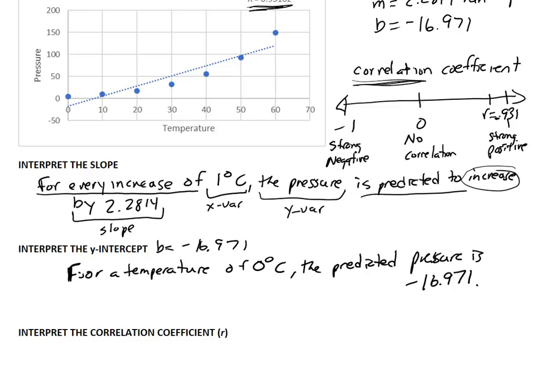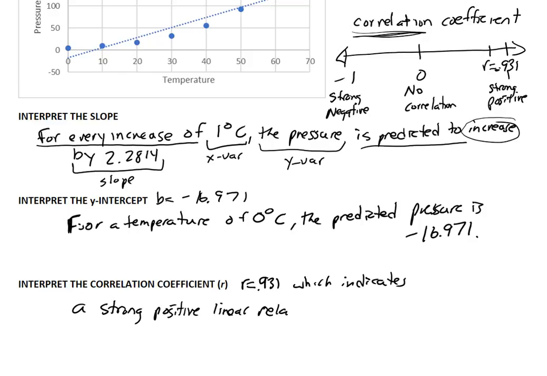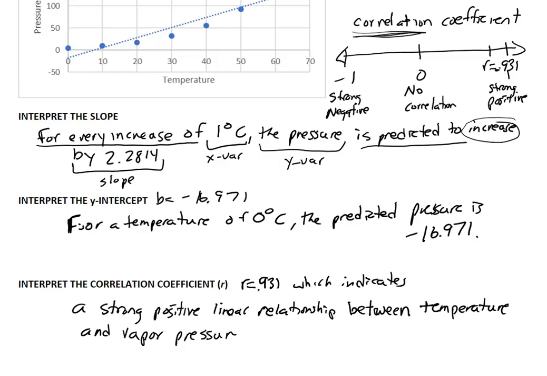All right, interpret the correlation coefficient r. r equals 0.931, which indicates a strong positive linear relationship between temperature and vapor pressure. That's it.